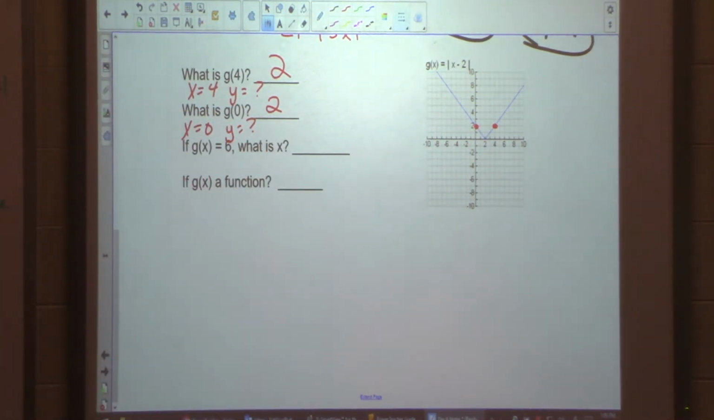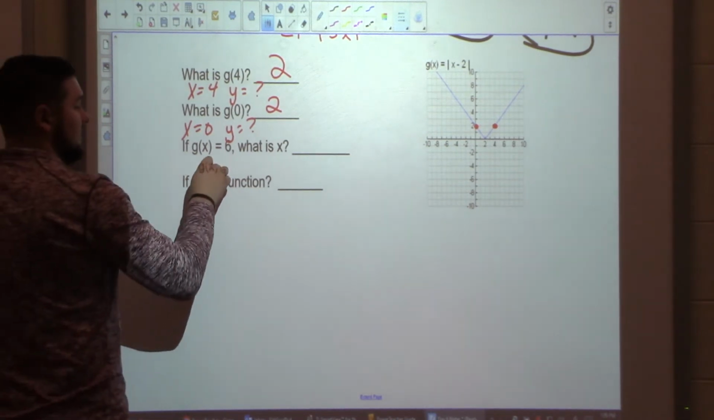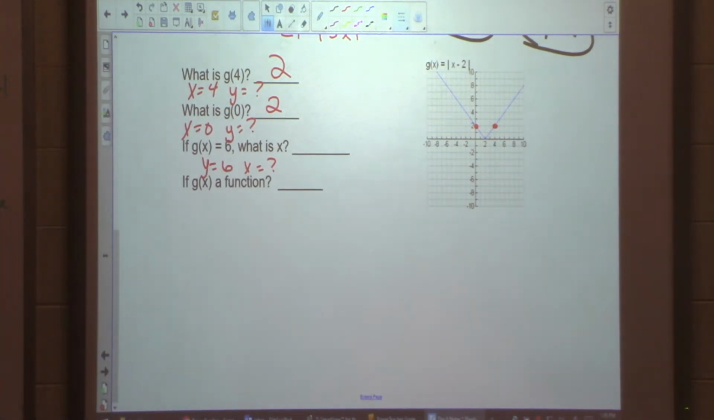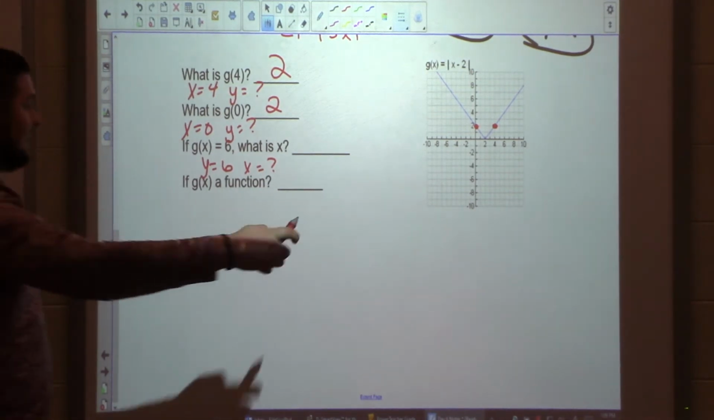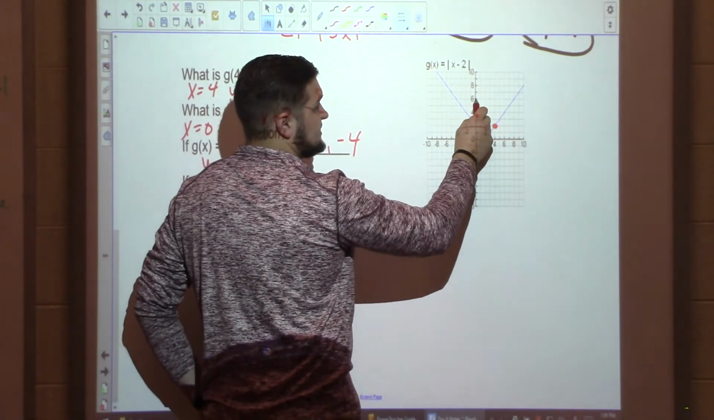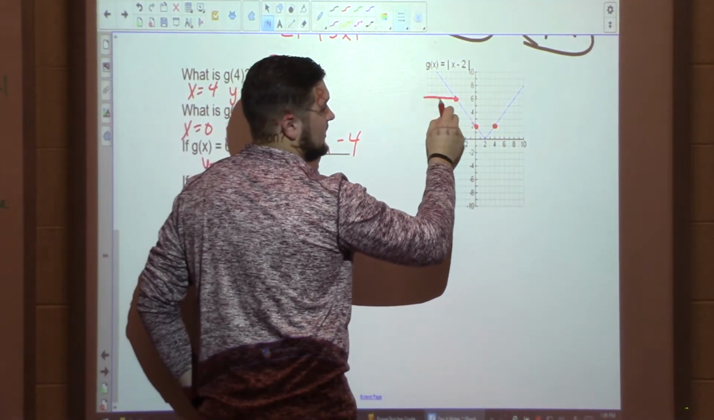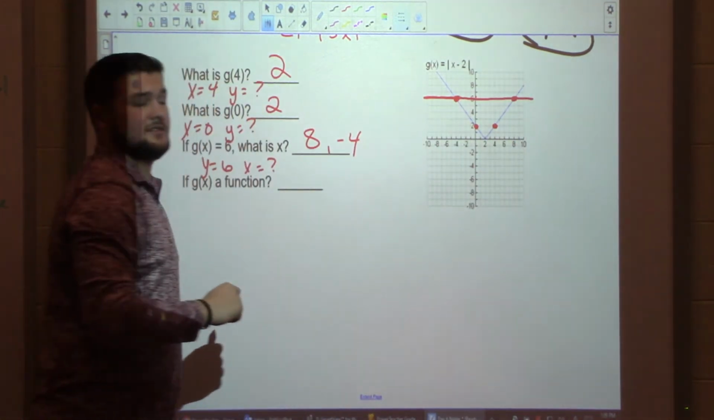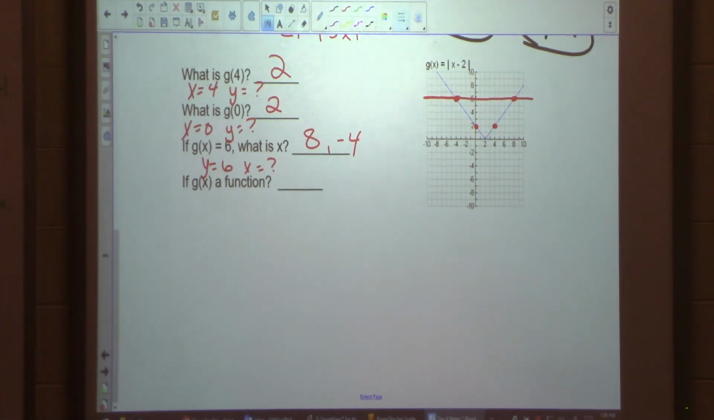Oh, this one's a little tricky. If g of x equals 6, what is x? In other words, if y equals 6, what is my x value? What did you say? 8 and negative 4. 8 and negative 4. Right? Because if I look at 6, I hit it over here, and I hit it over here. At both spots. So I need to put both answers. Okay, well, is g of x going to be a function then?